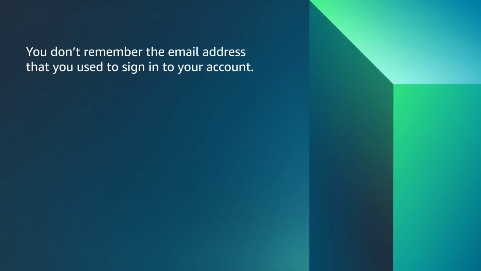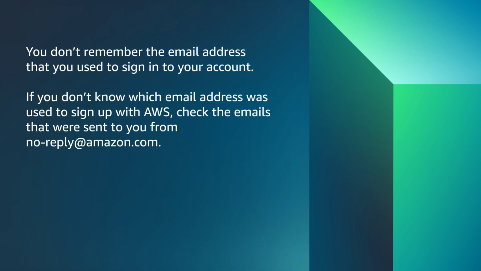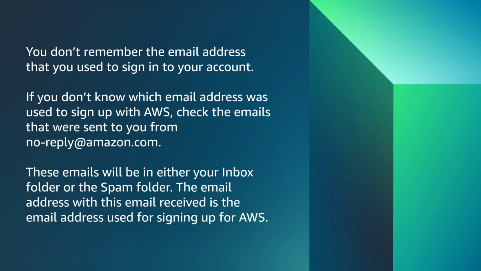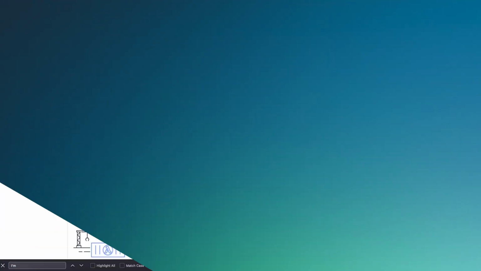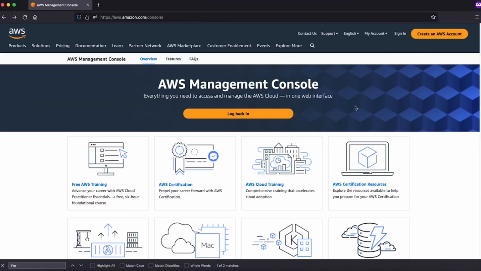You don't remember the email address that you use to sign in to your account. If you don't know which email address was used to sign up with AWS, check the emails that were sent to you from no-reply@amazon.com. These emails will be in either your inbox folder or the spam folder. The email address that received these emails is the email address used for signing up for AWS. If you still can't get to your AWS account, you can reach out to AWS support for assistance.